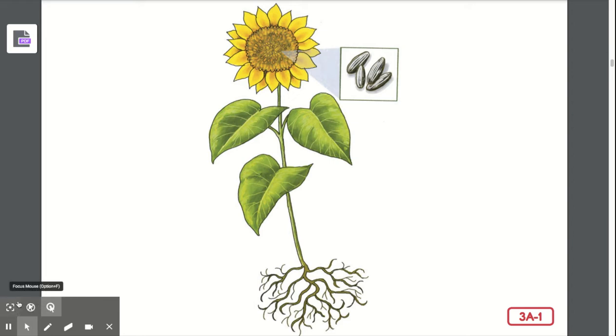Are the leaves or the roots the part where the plant makes food for itself? Did you tell me the leaves? If you did, you were right. The leaves are the part where the plant makes food for itself.